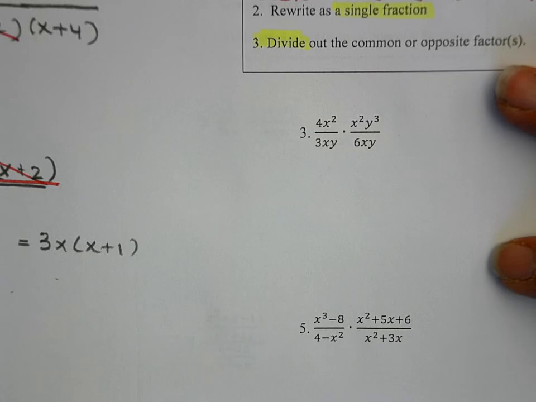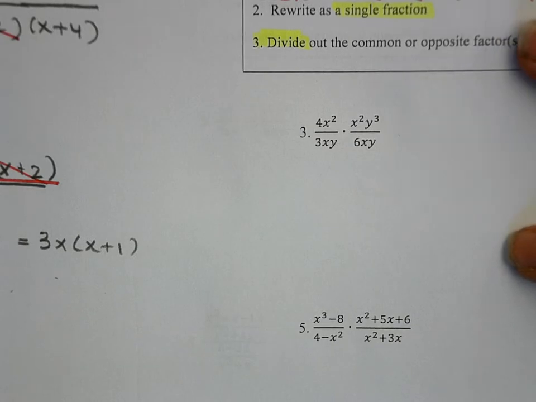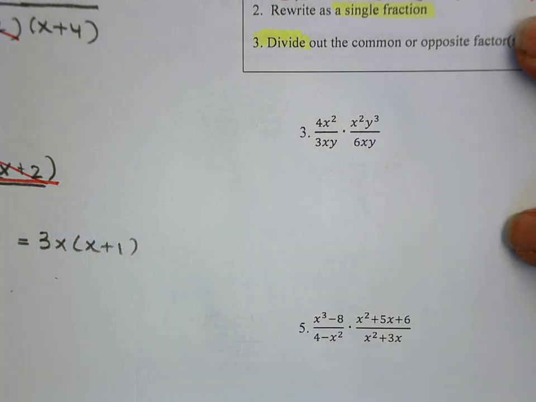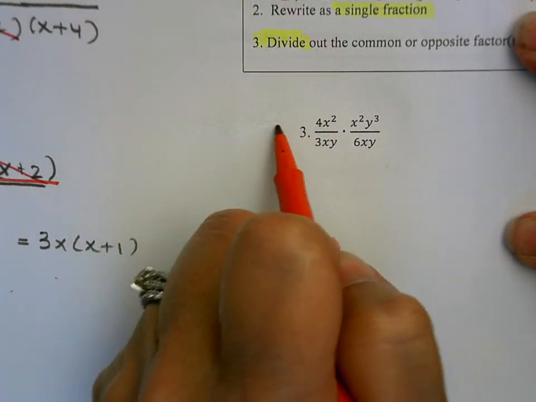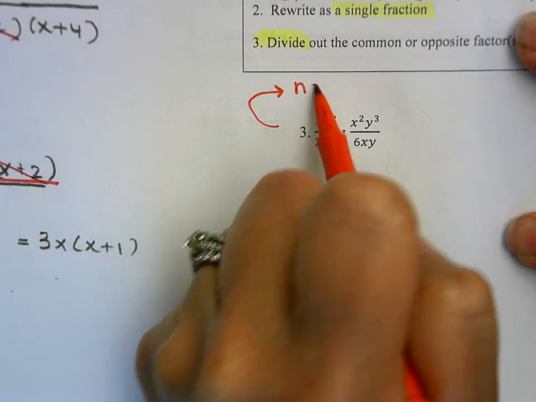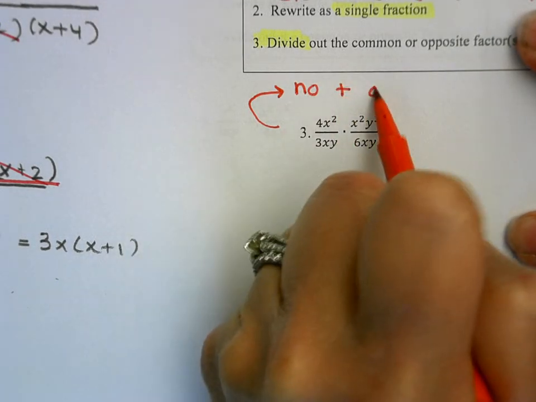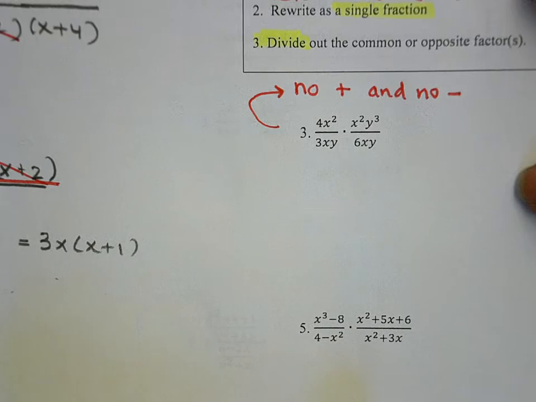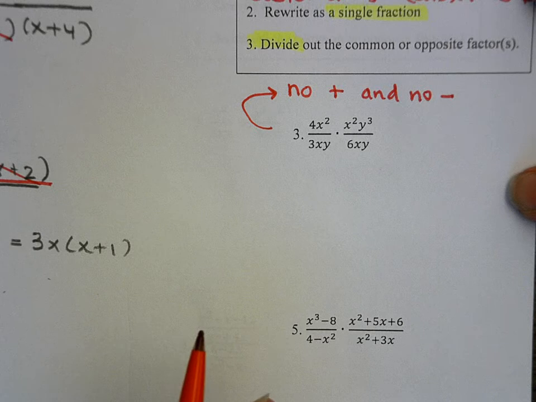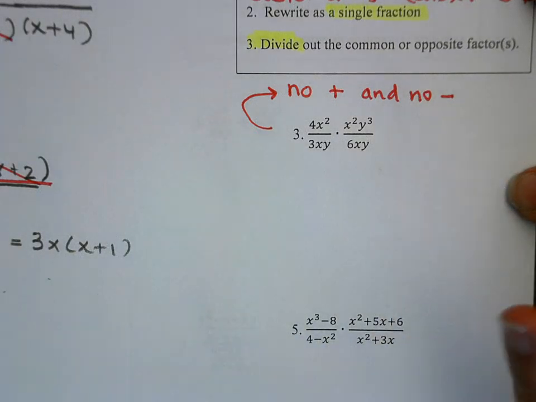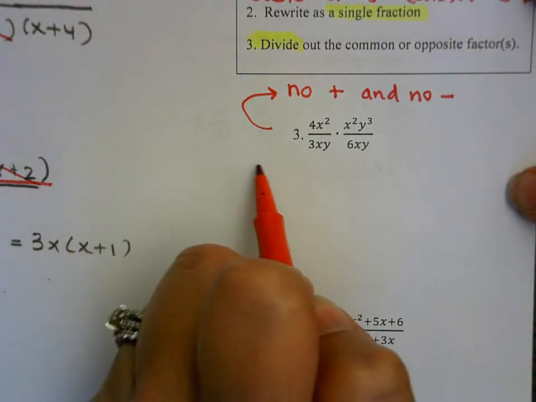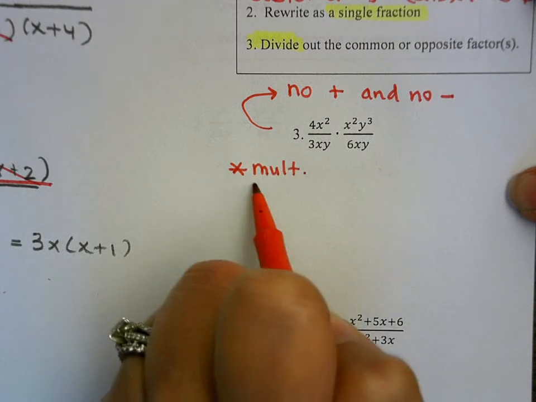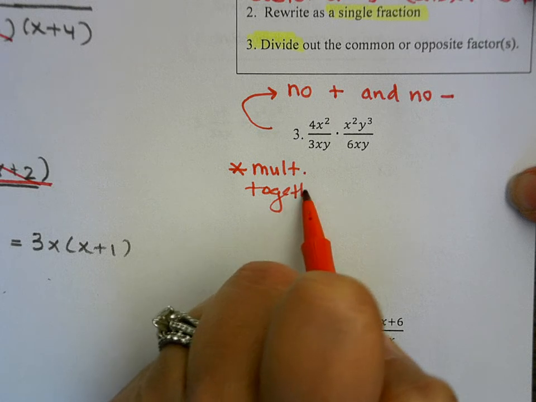For this particular problem, there are no factors, right? There's no addition and no subtraction, right? So if there's no addition and no subtraction, then you are just going to multiply together first. So this step is going to be a little bit different here. So we're just going to multiply together, right?